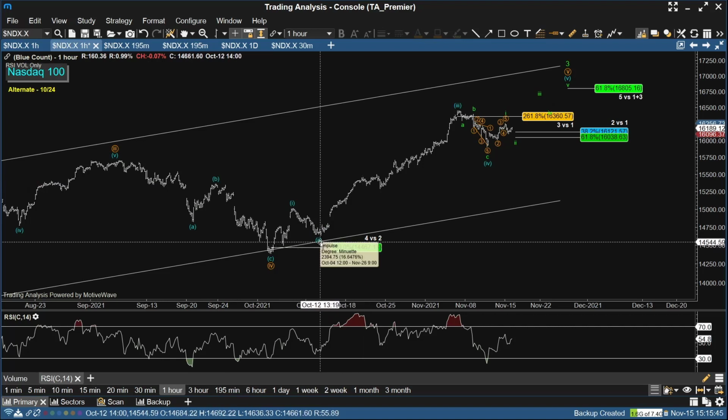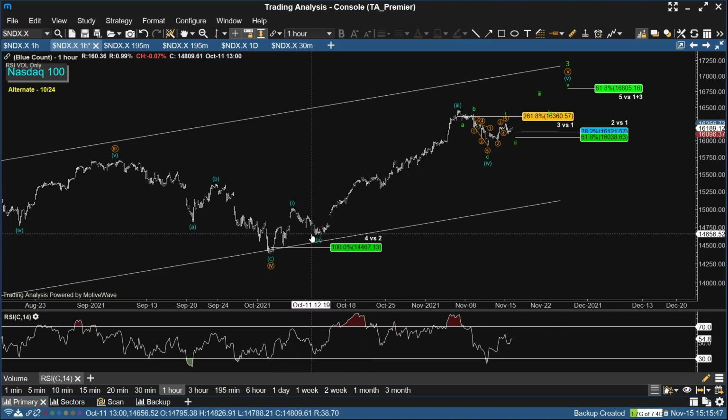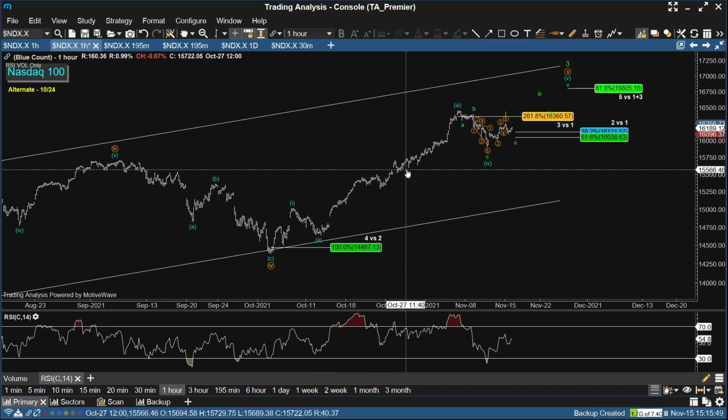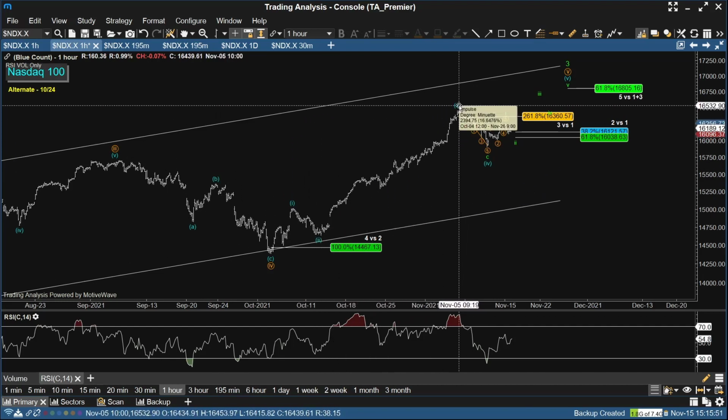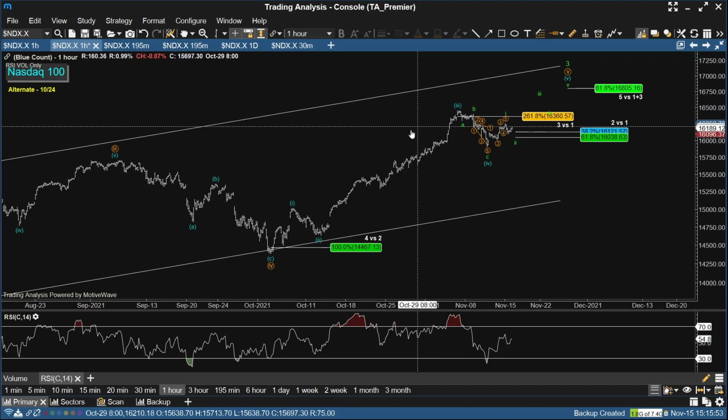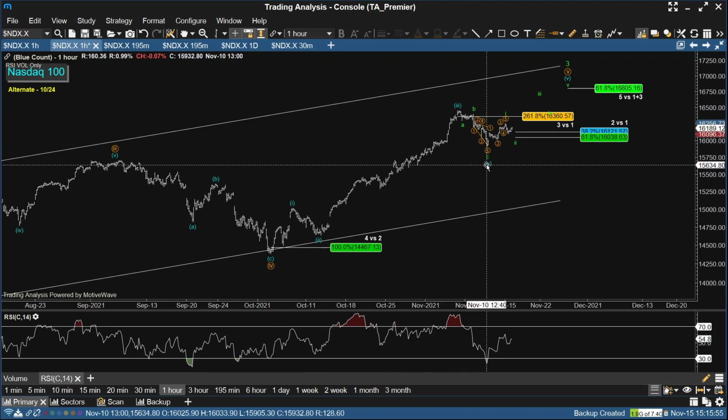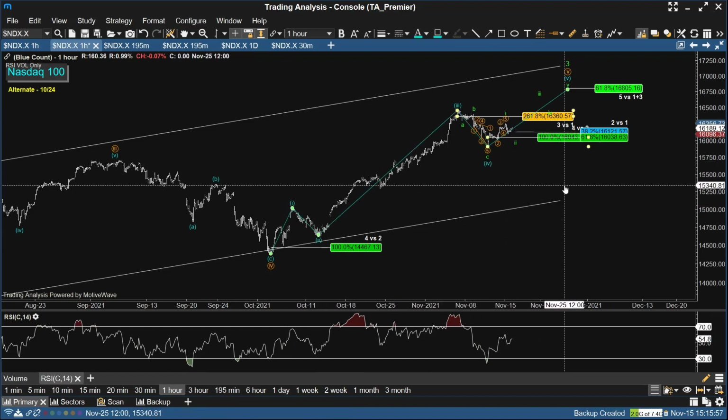And from here, from the October lows and the wave 2 low that we discussed, we've seen a move up in wave 3 to the 261.8% 3v1 fib projection. We've seen a wave 4 corrective pullback that may be over. And now we are looking at upside into essentially the Thanksgiving holiday.